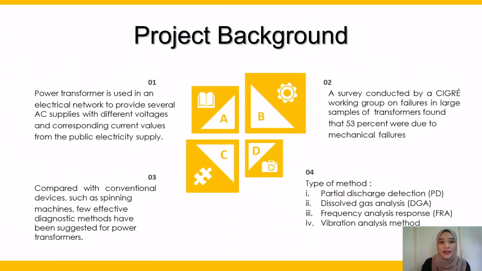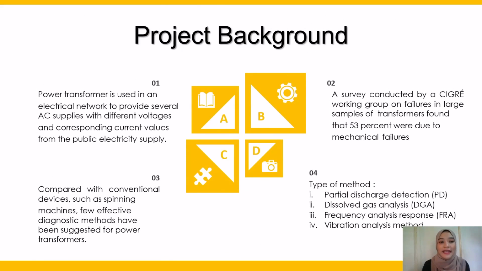First is project background. Power transformers are used in an electrical network to provide several AC supplies with different voltage and corresponding current values from the public electricity supplies. A survey conducted by a secret working group on failure in a large sample of transformers found that 53% were due to mechanical failures. Compared with conventional devices such as winding machines, a few diagnostic methods have been suggested for the power transformer. There are 4 types of diagnostic method, which are partial discharge detection, dissolved gas analysis, frequency response analysis, and vibration analysis method.